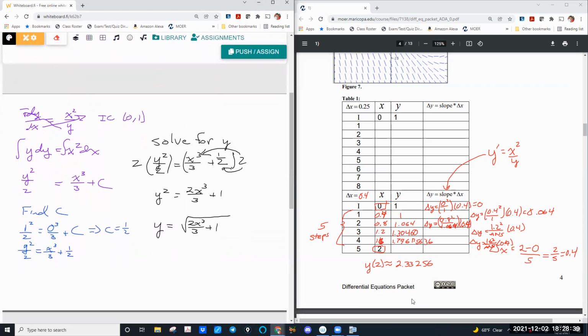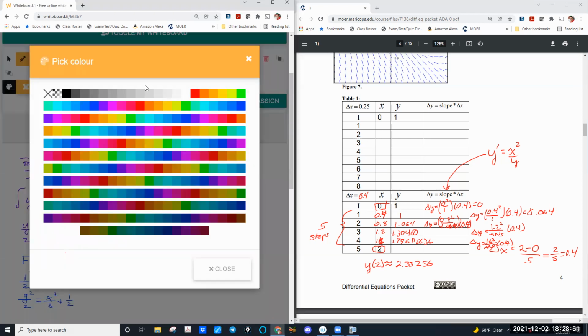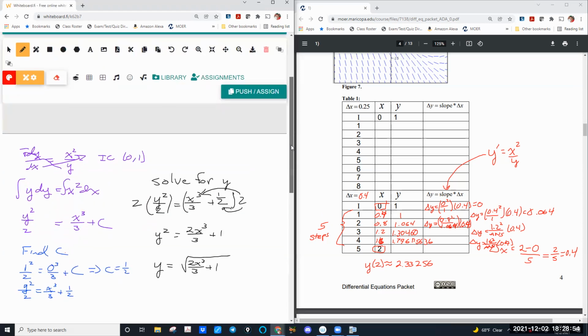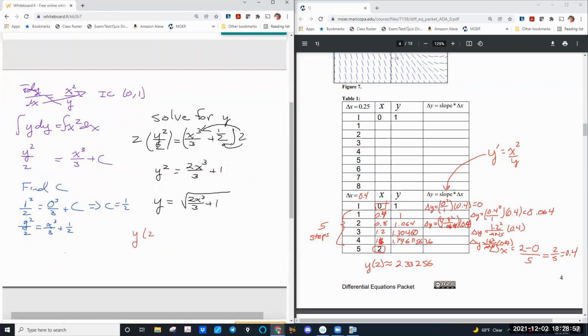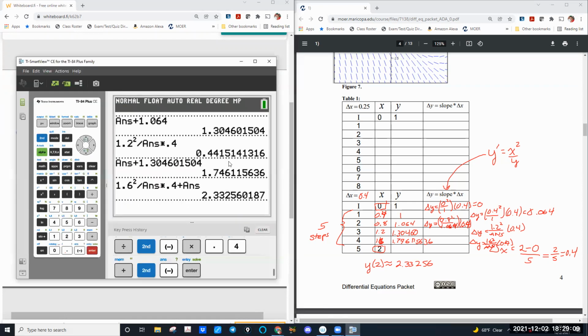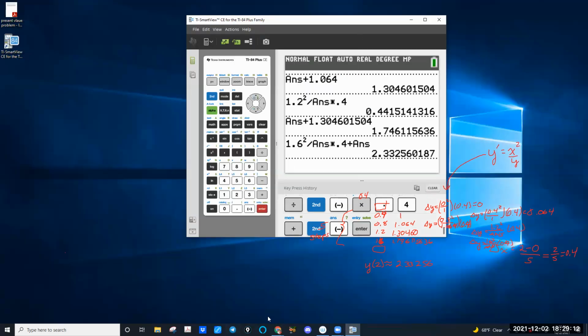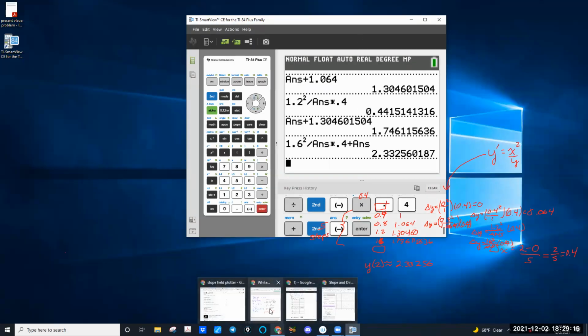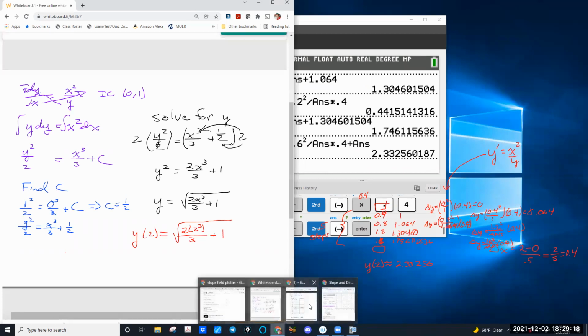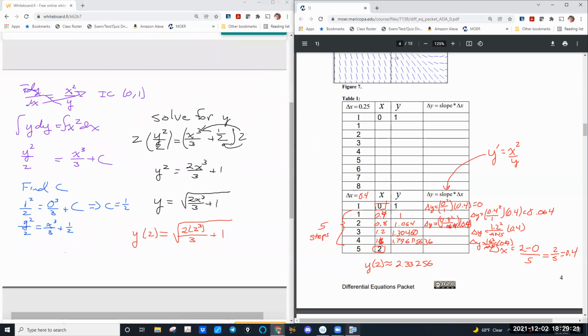Now, here's why we're doing this. We estimated that y of 2 was about 2.33256. Well, now we're going to find out exactly what it is. So, y of 2 equals the square root of 2 times 2 cubed over 3 plus 1. All right, well, shoot. There we go. Now I lost my calculator.